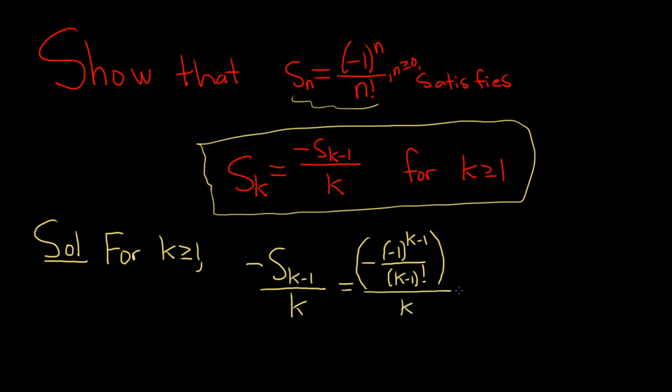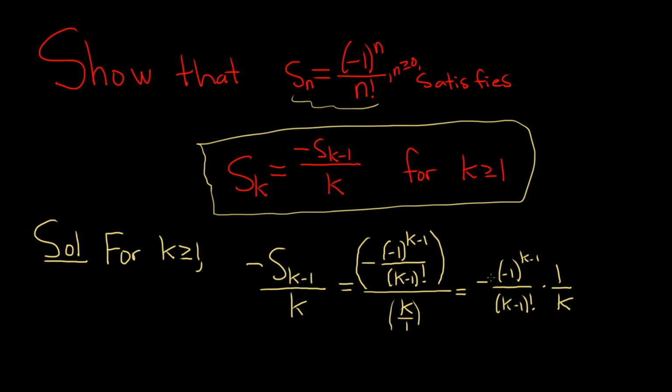Okay, so we're dividing by k, so we're really multiplying by 1 over k. Because when you divide, you multiply by the reciprocal. This is really k over 1, and so the reciprocal is 1 over k. So this is negative 1 to the k minus 1 over k minus 1 factorial times 1 over k.